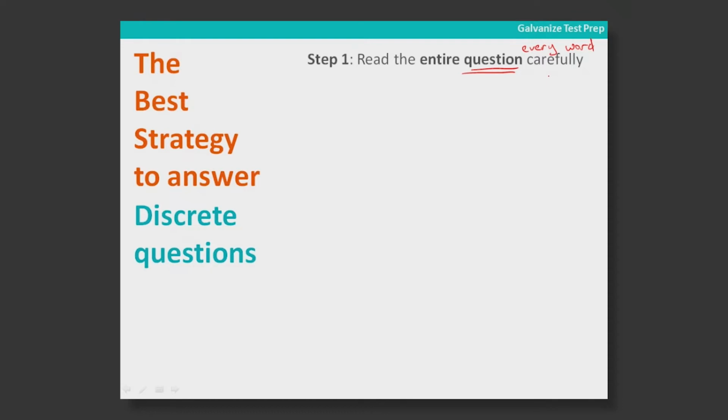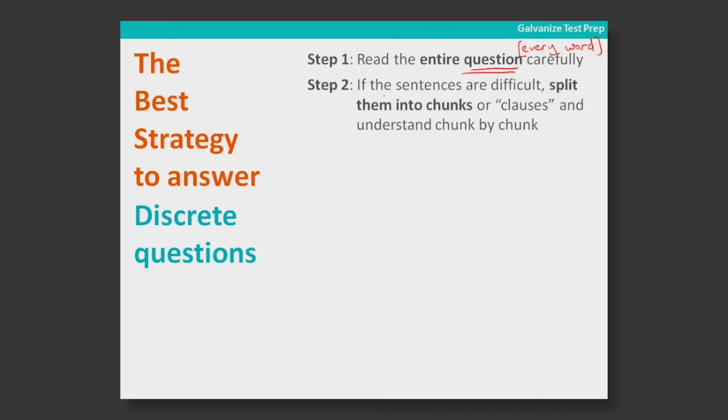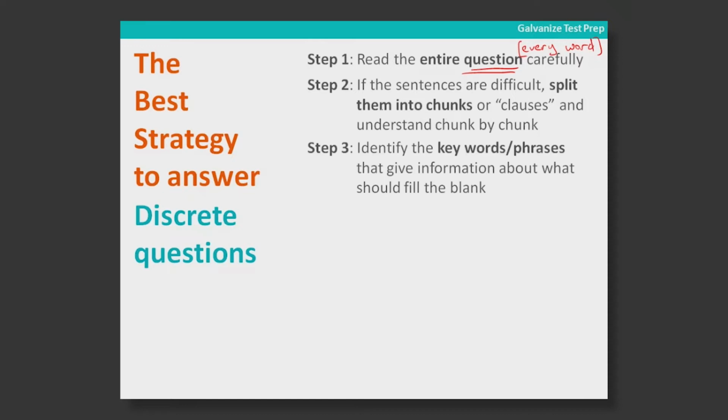And any one of those words could be as small as a "yet" or a "but," and it can be as small as a comma that could change what you're reading. So please take every word of the question seriously, and read carefully. When you're doing this, if you find some difficulty, we always recommend that students split sentences into smaller chunks or clauses that help you understand those sentences little by little until you piece everything together like a puzzle. So this is step 2 of the recommended strategy.